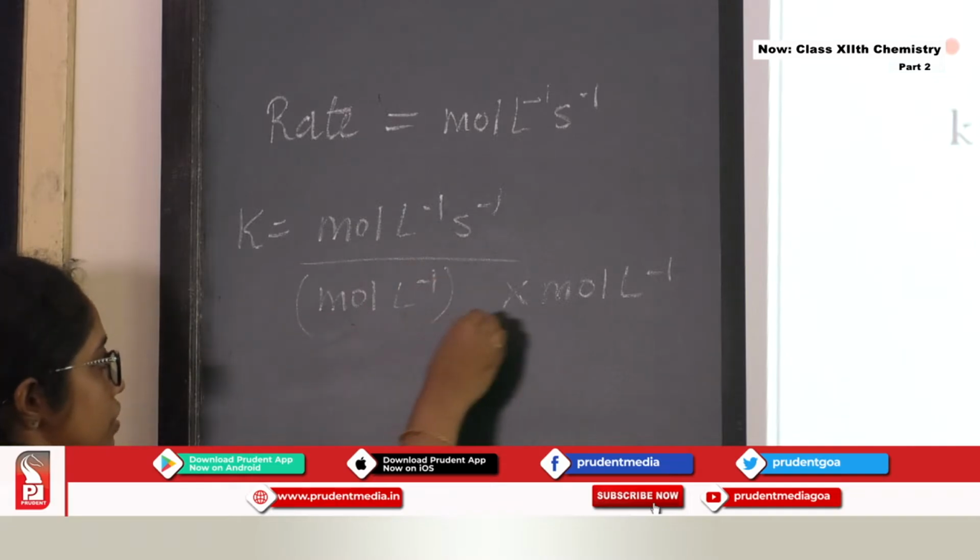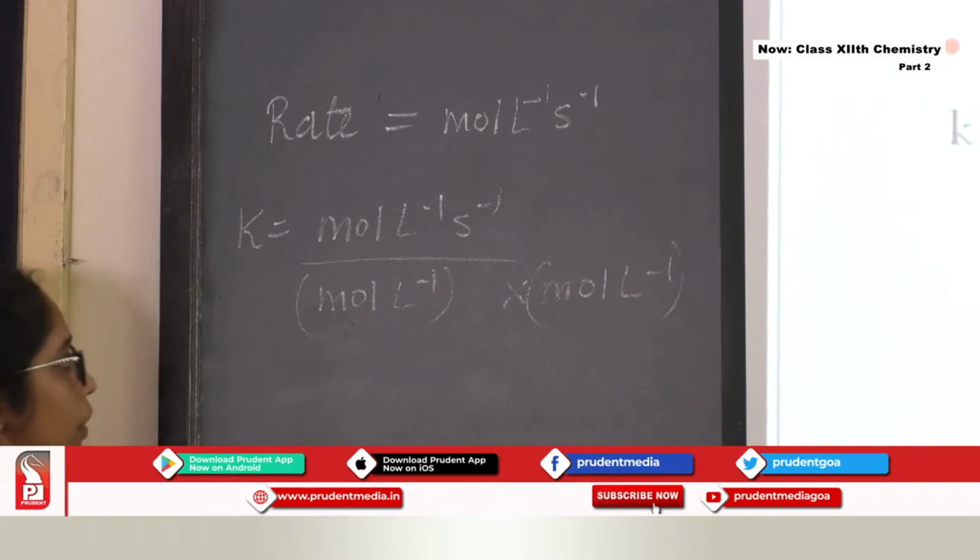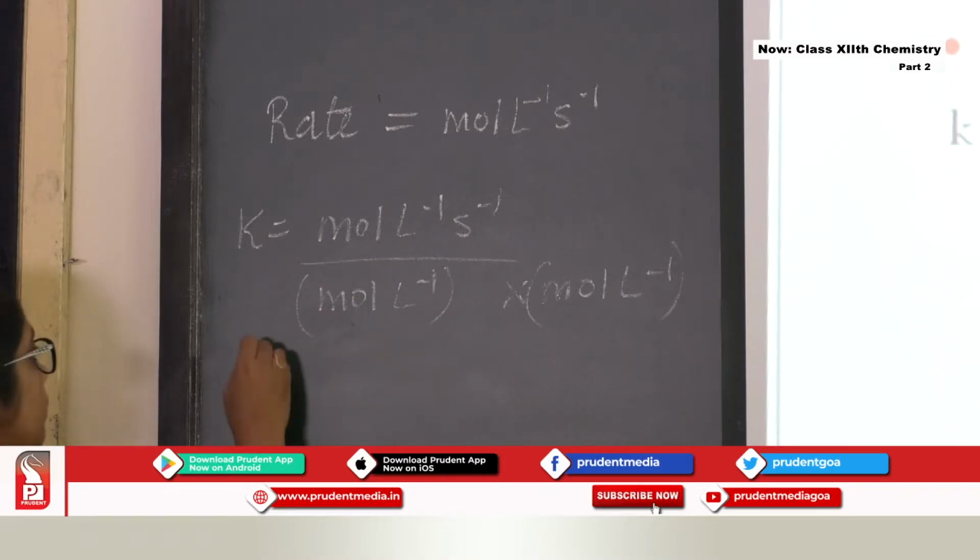This is the unit of concentration. Now, why have I multiplied it 2 times? Because we are going to take the value of n as 2 here. That's the reason we are going to multiply here moles per liter twice.